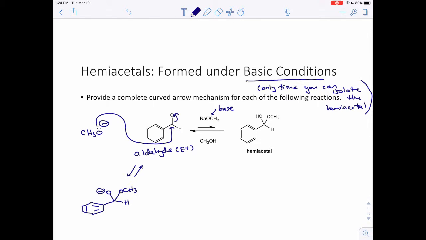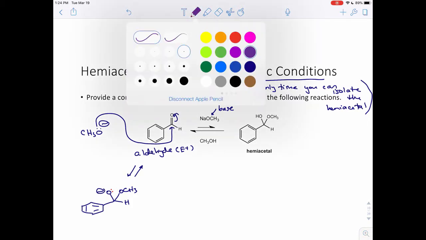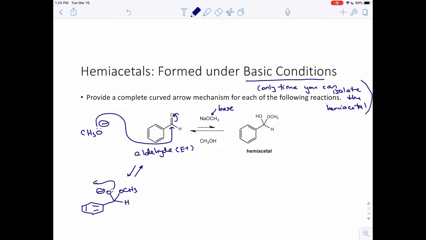And then now from here, there's really two things that can happen. One is that you can just reverse. So collapse, reform the strong C=O double bond, and expel the methoxide, go backwards. That certainly happens. But you've been asked to draw the formation of the hemiacetal, and that also happens. So the second way to relieve that stress, that negative charge on oxygen, is simply to protonate it. And the proton source is just the conjugate acid of methoxide, methanol, which is the solvent here.